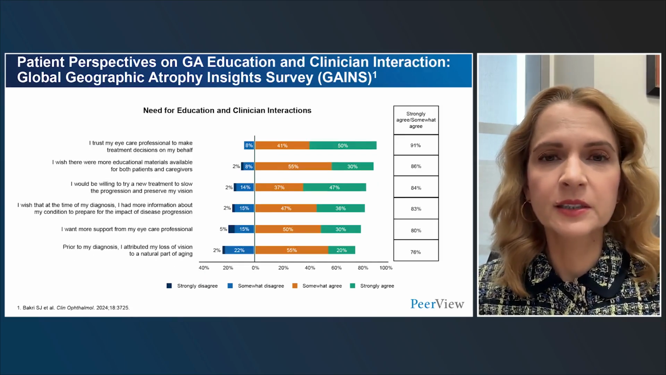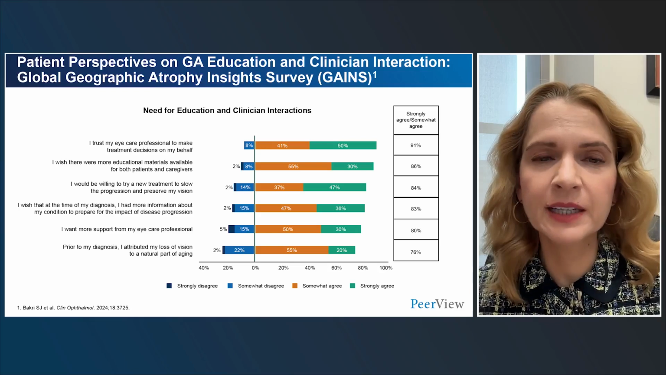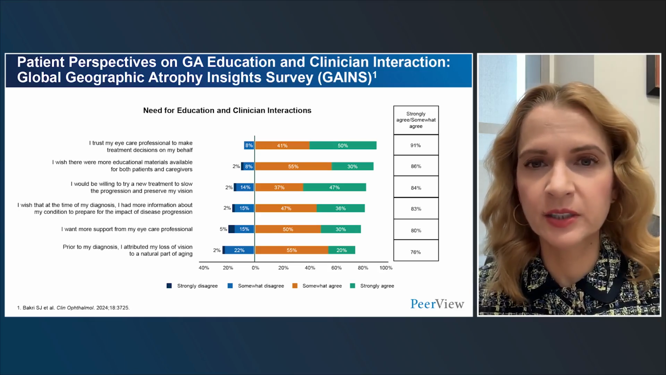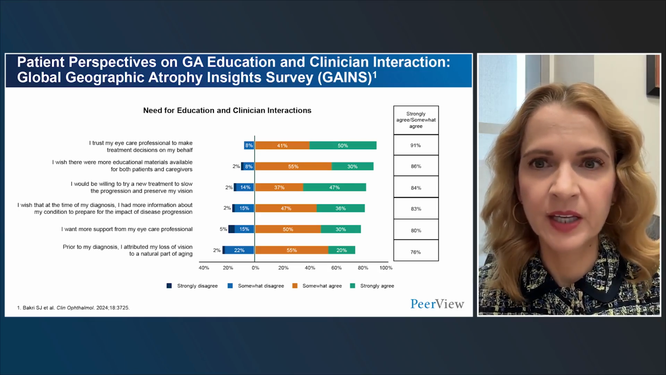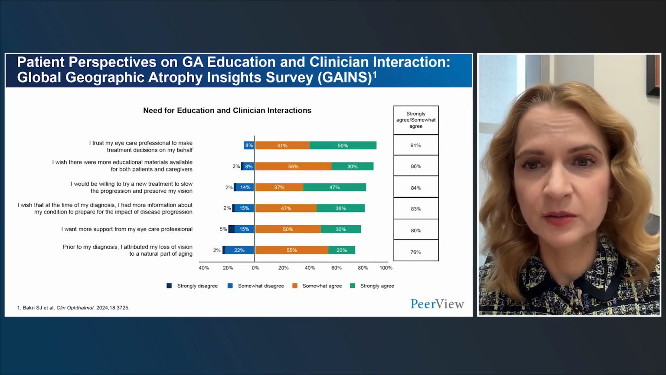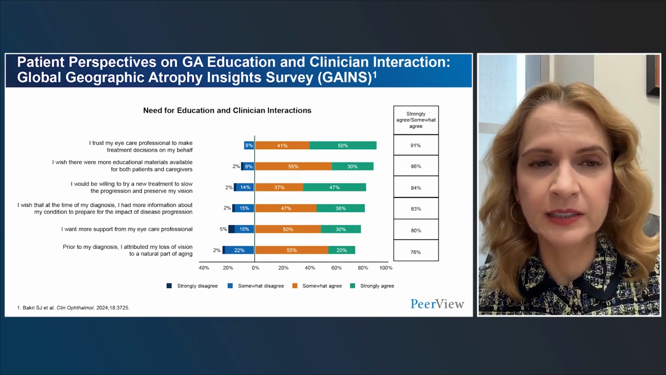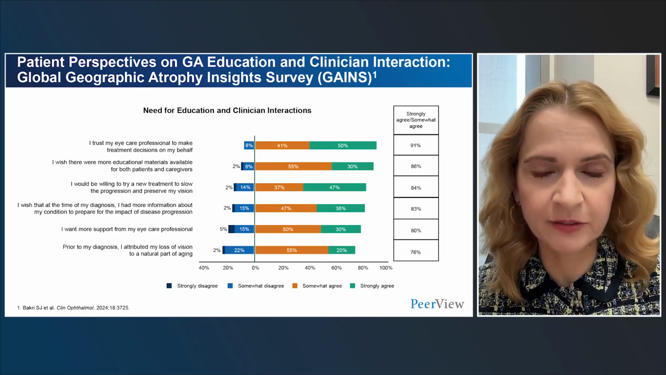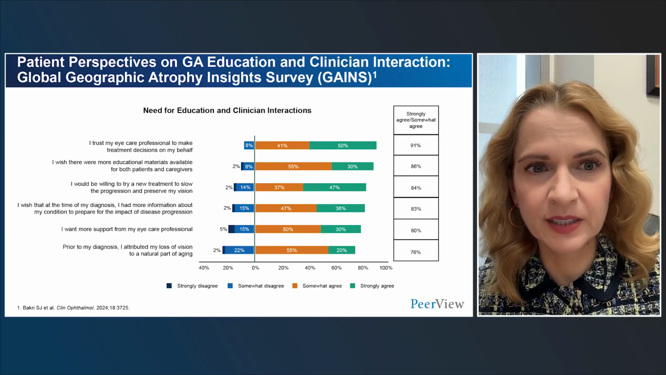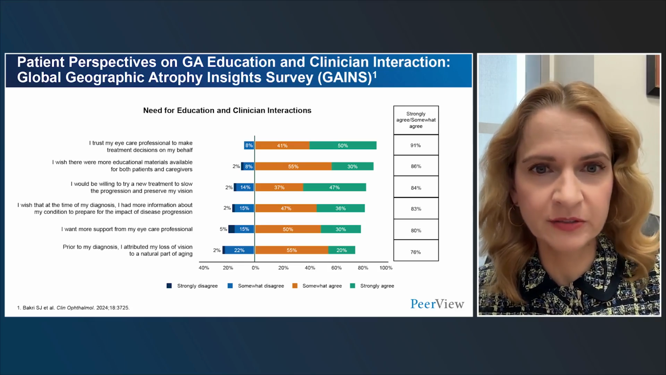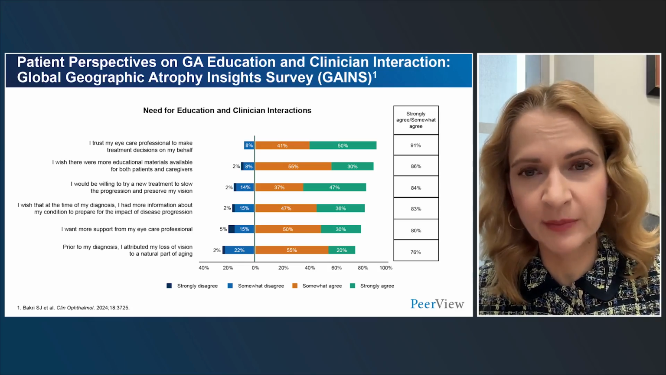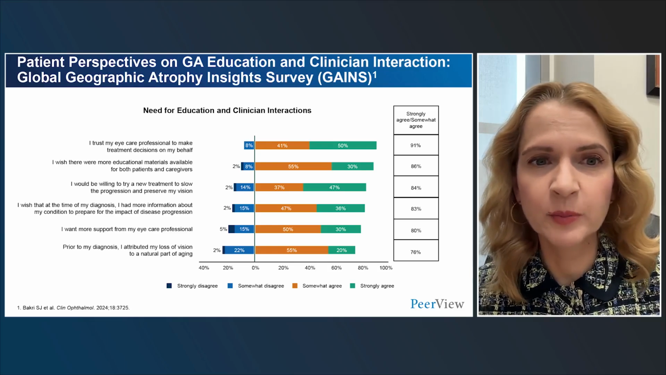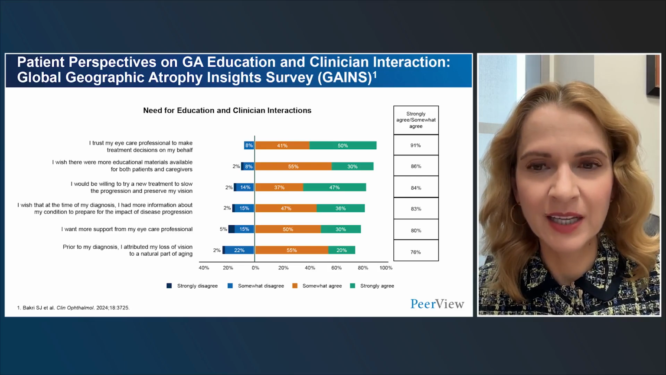Further on, the GAIN survey highlighted the need for education and clinician interactions in this condition. 91%, so the great majority of patients, strongly agree that they trusted their eye care professionals to make treatment decisions on their behalf. 86% stated they wish there were more educational materials available to both them and family and caregivers. 84% would be willing to try a new treatment to slow the progression and preserve vision.